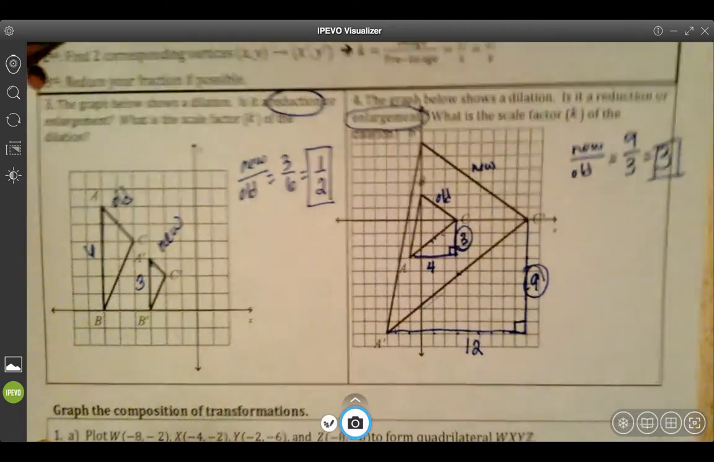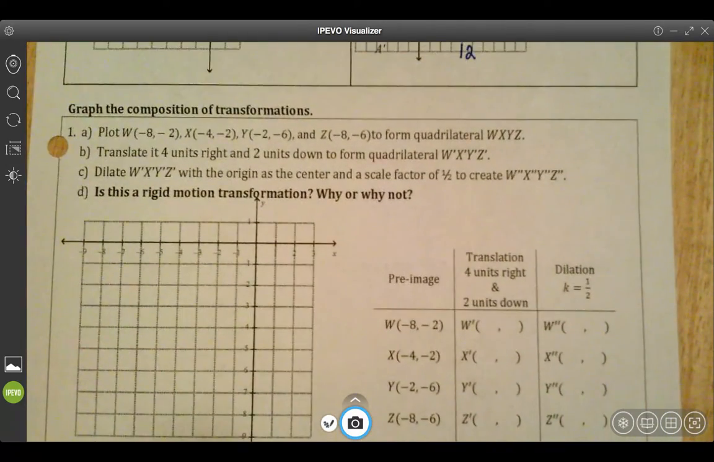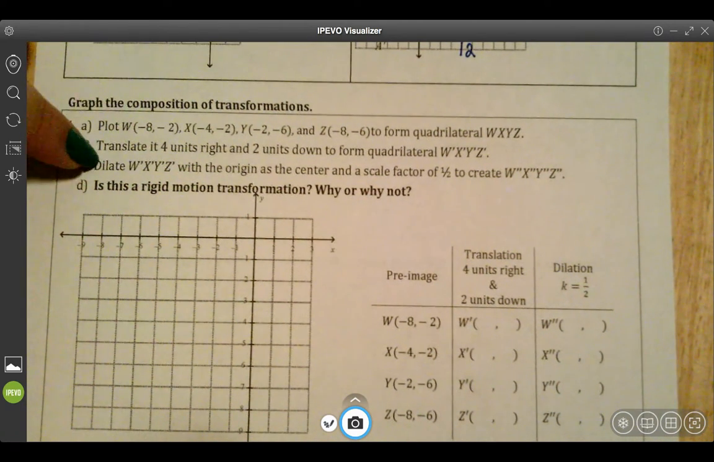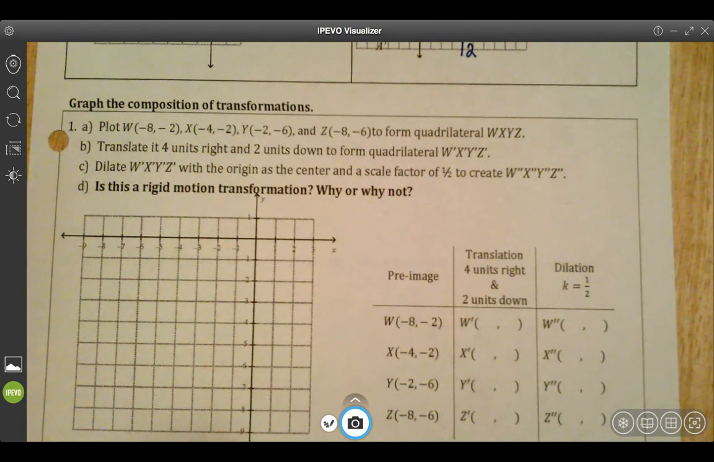Okay, let's look at our last example here for the video. Graph the composition of transformations. So first you're going to plot these points, translate it, then dilate it, be careful with that, and then determine if it's a rigid motion transformation, why or why not, and I'll see you in class.